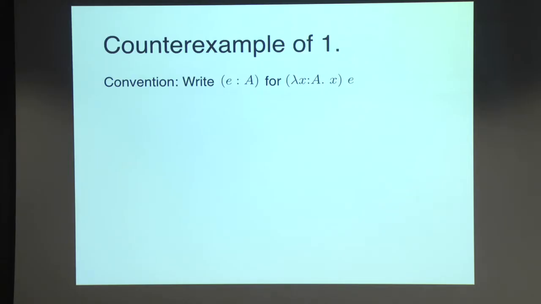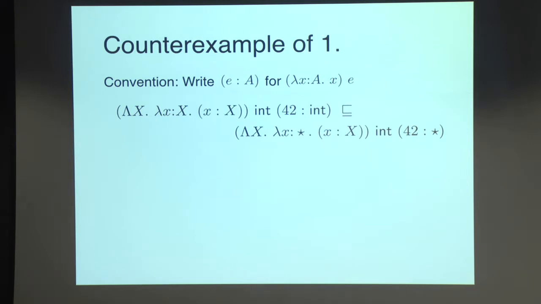We extend the discussion so far to polymorphism. However, we immediately encounter the counterexample of the first gradual guarantee. As convention, we define ascription as displayed first. And the two terms in the term precision are a counterexample of the gradual guarantee. We suppose a trivial congruence rule for the big lambda. And then the only differences are the type annotation of small x and the ascription of number 42.